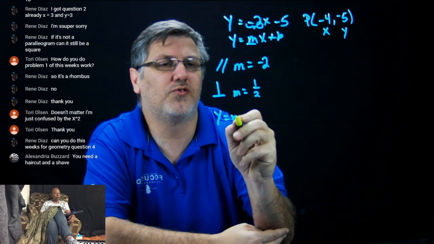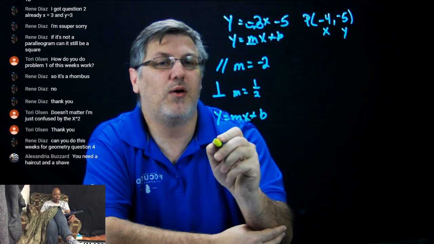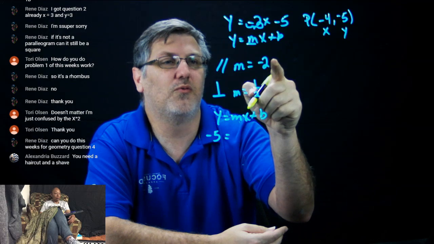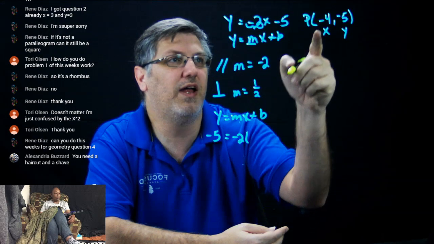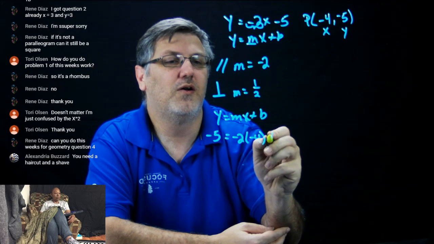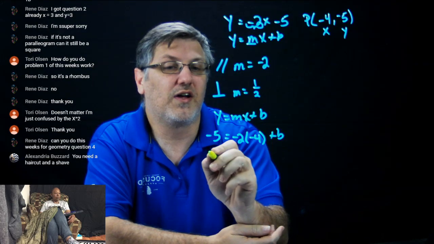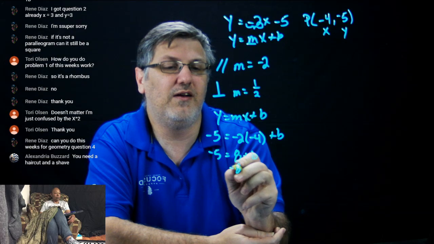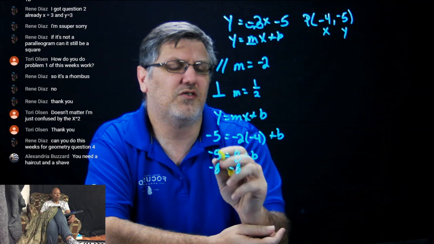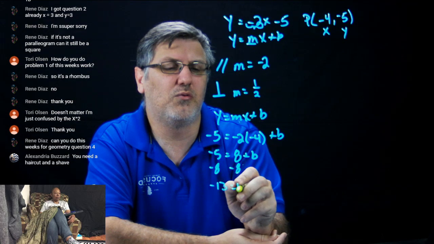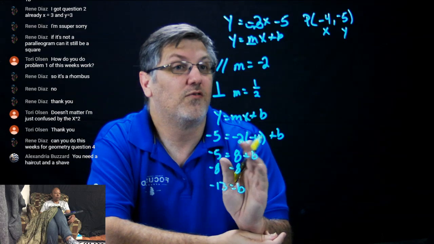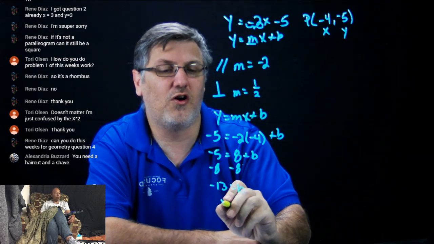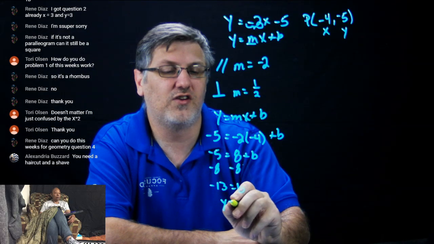So y equals mx plus b. My y is -5 from my point here, equals my parallel slope, -2 times my x value from here, -4 plus b. And I'm going to solve for b. So I've got -5 equals 8 plus b. Subtract 8 from both sides, and that should be -13 equals b. All right. From there, I know my m and I know my b. I can put it into my equation. My equation always has my y and my x fixed.